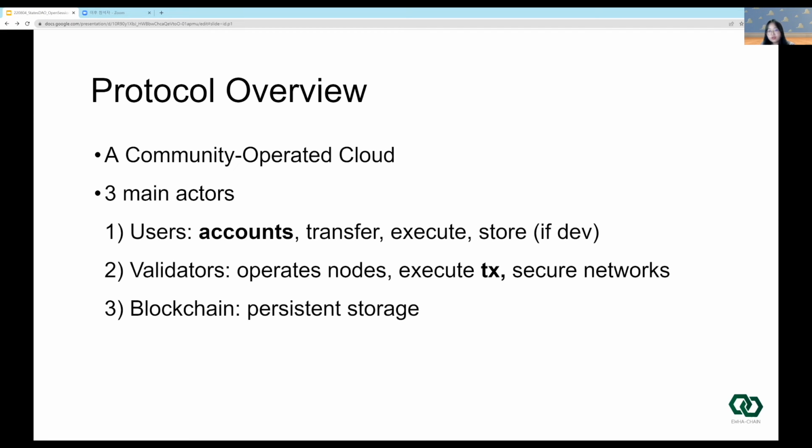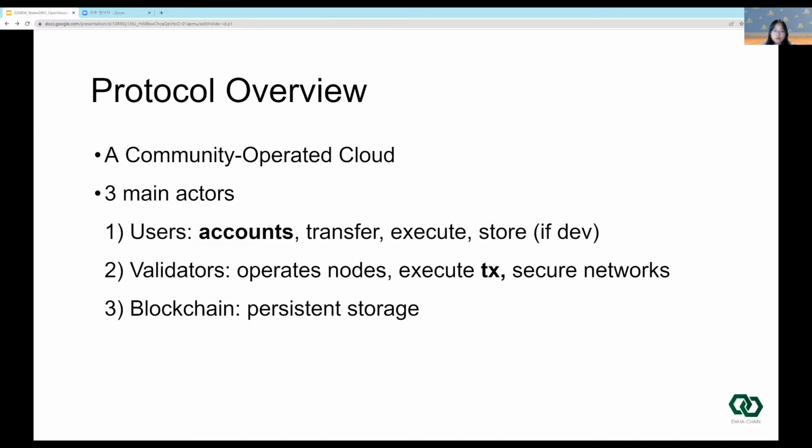So let's look at the NEAR protocol as a network. NEAR has a cloud-based infrastructure, but instead of being controlled by a single entity, the NEAR cloud is supported by independent people running their own infrastructure around the world, which means that NEAR is a community-operated cloud. There are 3 main actors in NEAR: users, validators, and the blockchain.